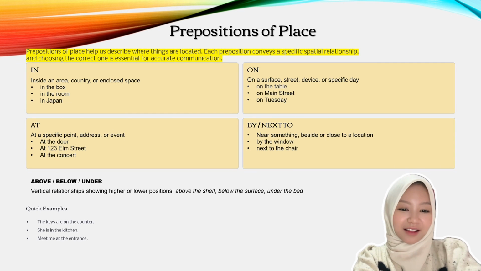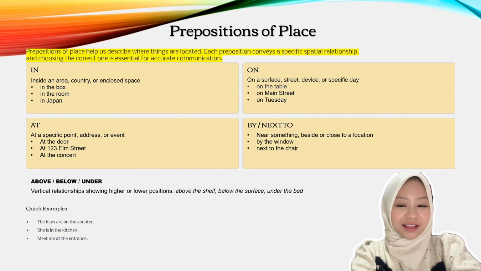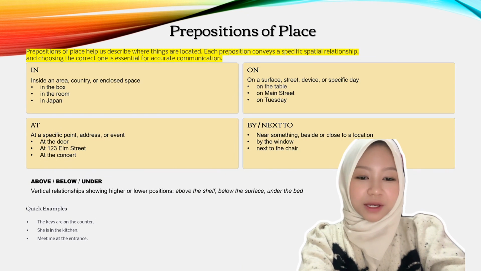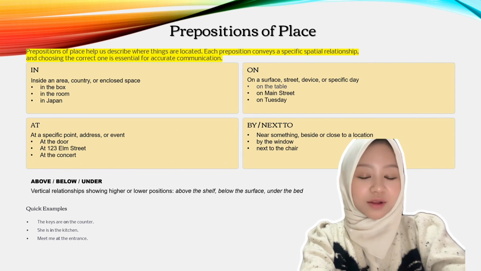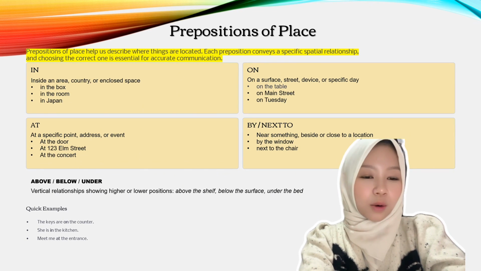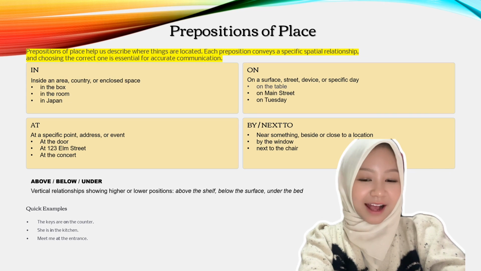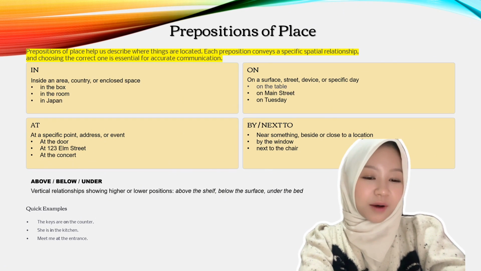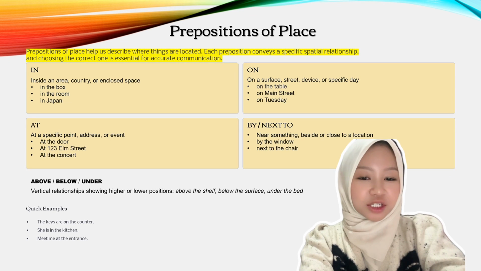Prepositions of place tell us where something is. We use in for bigger areas or closed spaces, like in the room or in Japan. We use on for surfaces or streets, like on the table or on Main Street. And at is used for a specific point, like at the door or at the concert. There are also other words like by, next to, above, and under to show position more clearly.